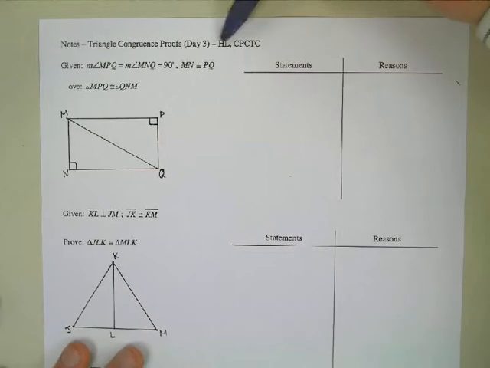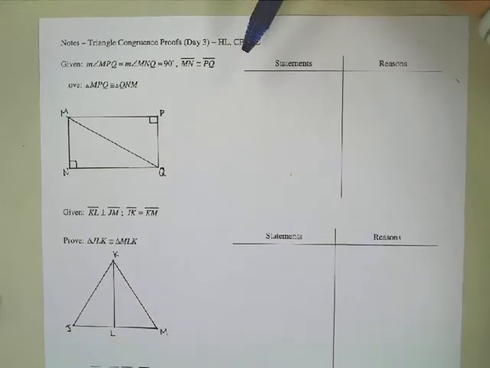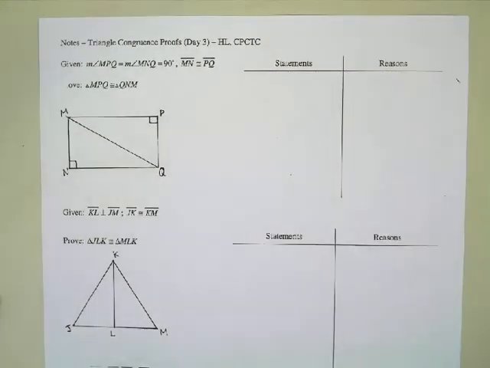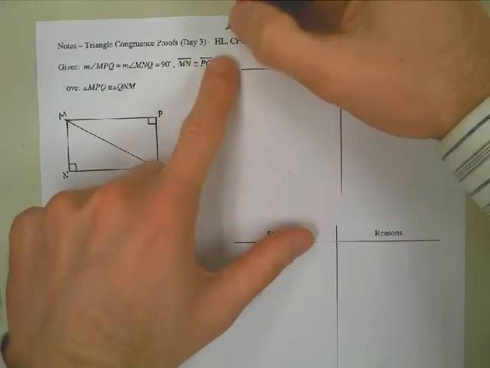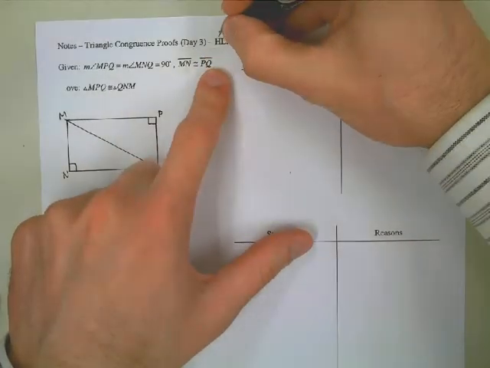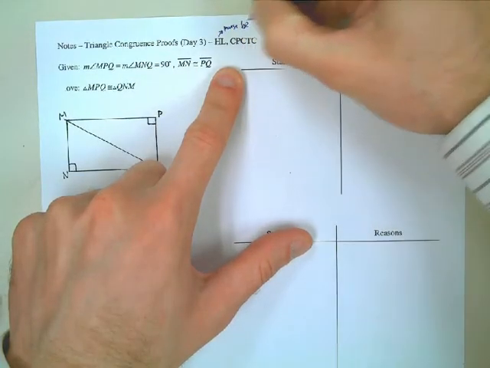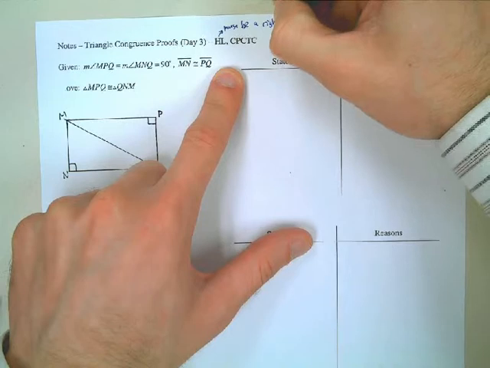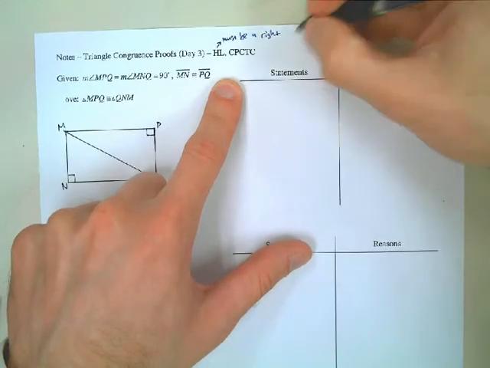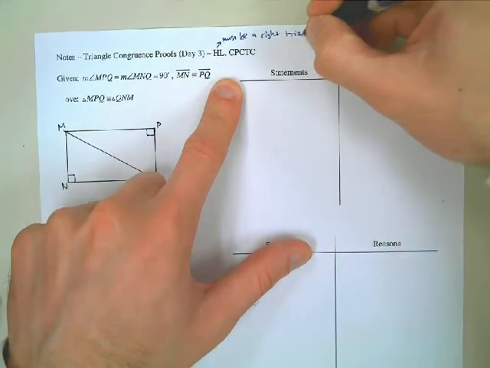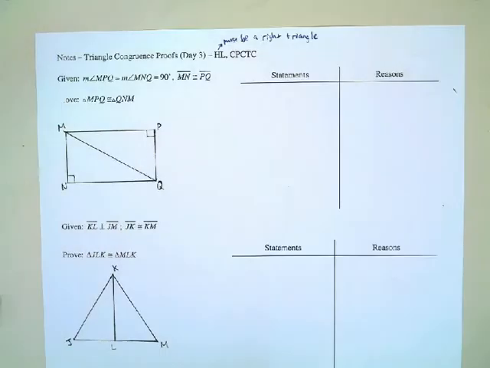So in this case, first of all, what kind of triangle must you have in order to do a hypotenuse leg proof? It's got to be a right triangle, because only right triangles have a hypotenuse and a leg. So it must be a right triangle. Did I hear a question? No? Okay. Must be a right triangle.